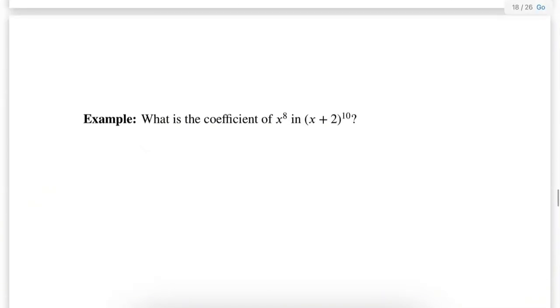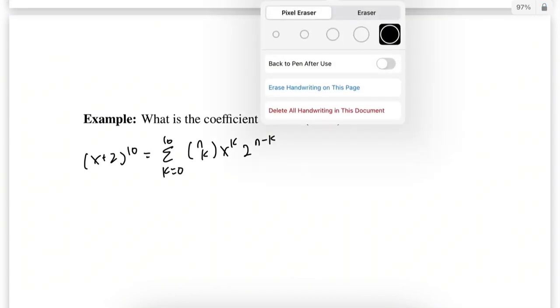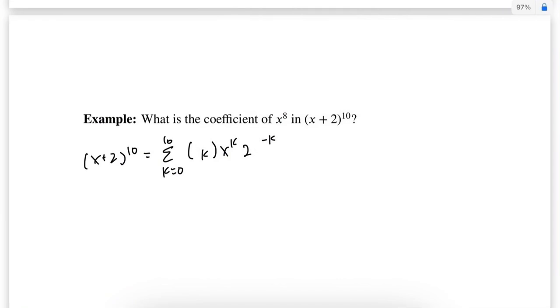Okay, one last example. What is the coefficient of x^8 in (x+2)^10? Now, this is one that you would truly be hopeless doing by hand. I sure wouldn't want to do it, but thanks to the binomial theorem, this question is actually pretty straightforward. What is (x+2)^10? It's the sum from k equals 0 to 10 of (n choose k) x^k 2^(n-k). Of course, this n here is just 10, right?